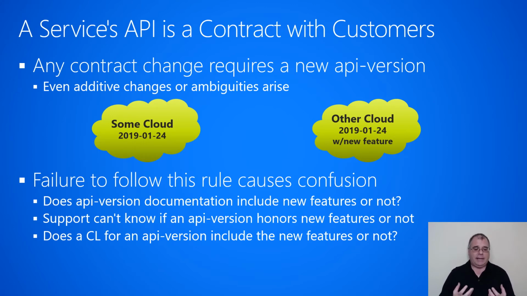Also, does a client library for an API version include the new feature or not? So if you add some new API in the same version of a service, and then we create a client library, we document that this client library is for this API version of the service, but was it version 1 of that API version that didn't have the feature, or is it version 2 of that API version that does have the feature, right? It's very confusing, and so don't do this. When you change the contract at all for your service, change the API version so that it all makes rational sense.